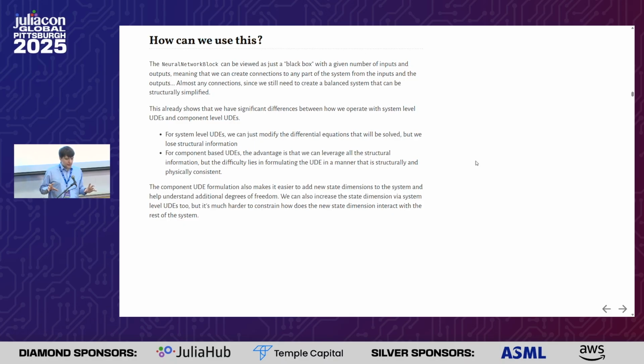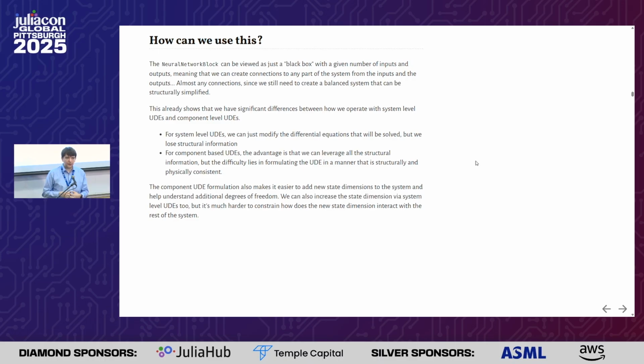So we've seen that we have two ways of approaching this model augmentation: either working directly after structural simplification at the system level, and this is what I'm going to call system level UDEs, and there's actually a talk right after this one, which I think will go into that if I understood the title correctly. And component-based UDEs, where the fact that you are working with components is a fundamental part.